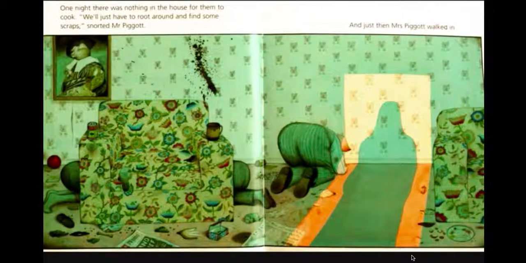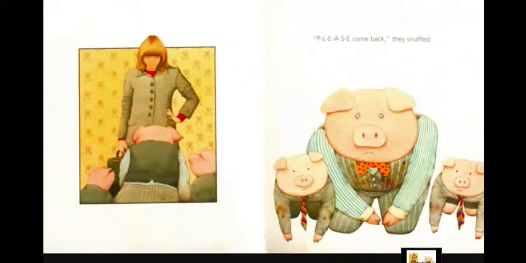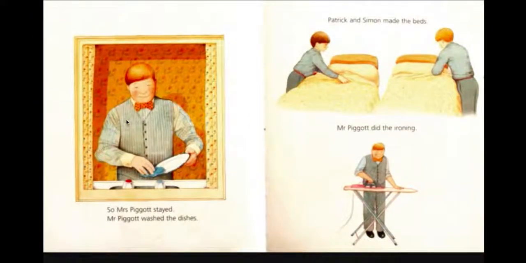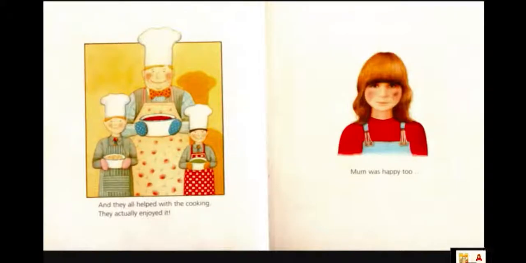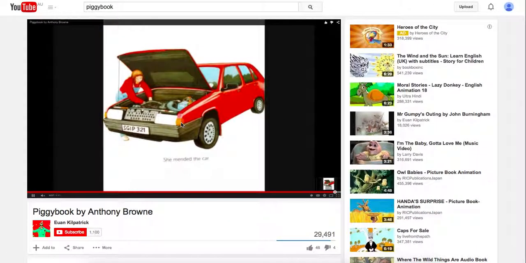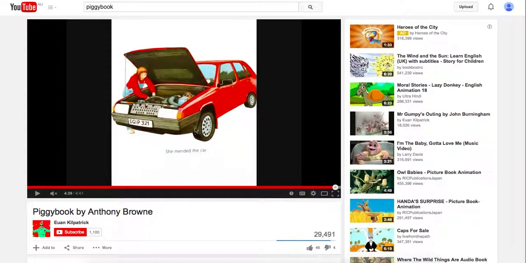And then Mrs. Pigott walked in. And they beg her to come back. And she does, but now the boys contribute more. And mum was happy too. On the next page, she mended the car. So that's a book called Piggy Book by Anthony Brown. And that will be a perfect parent text for this unit of work.